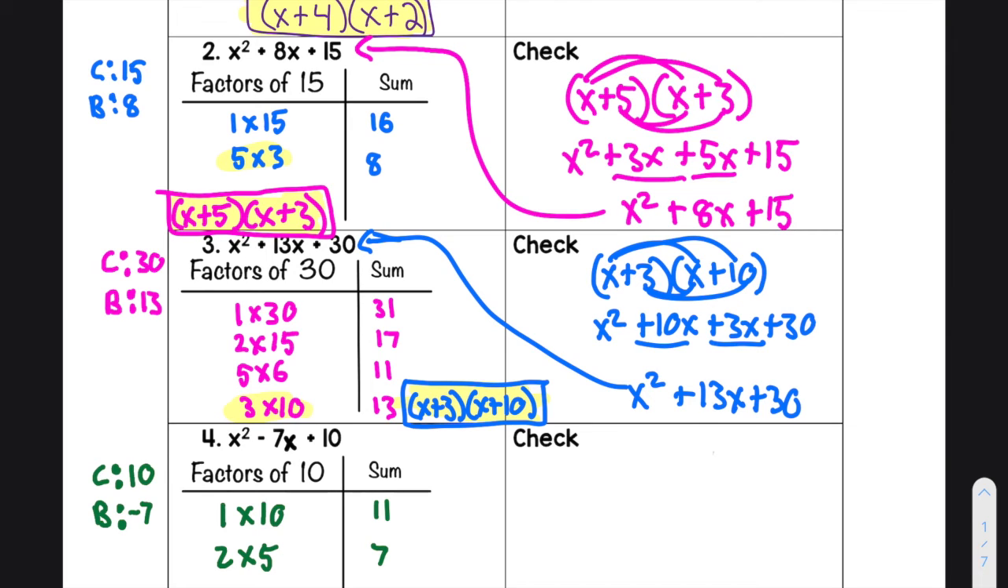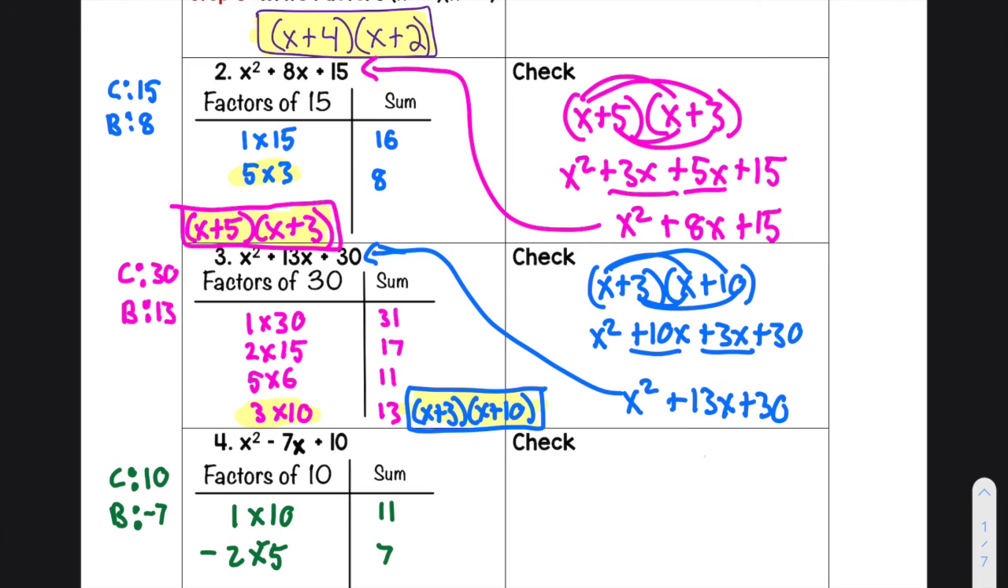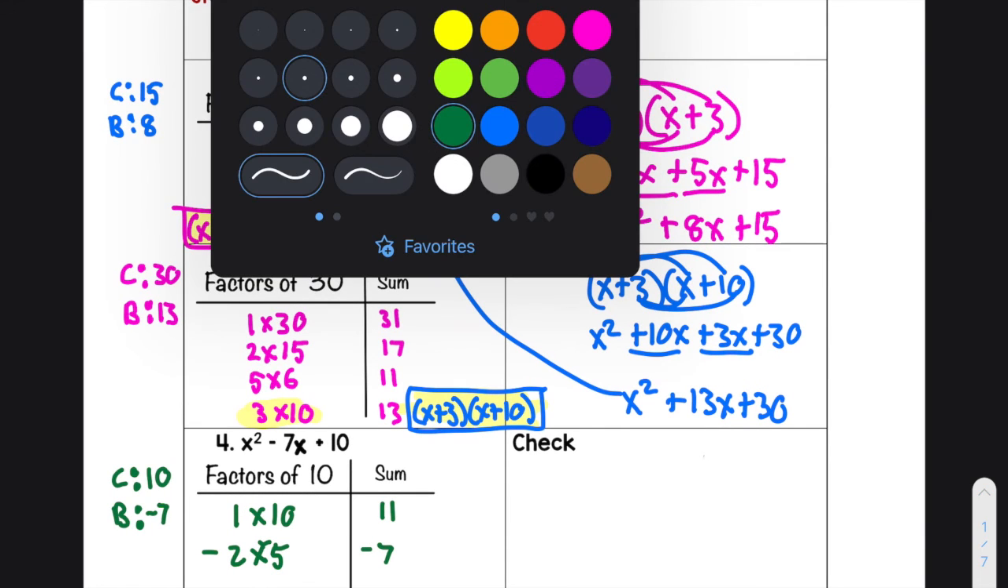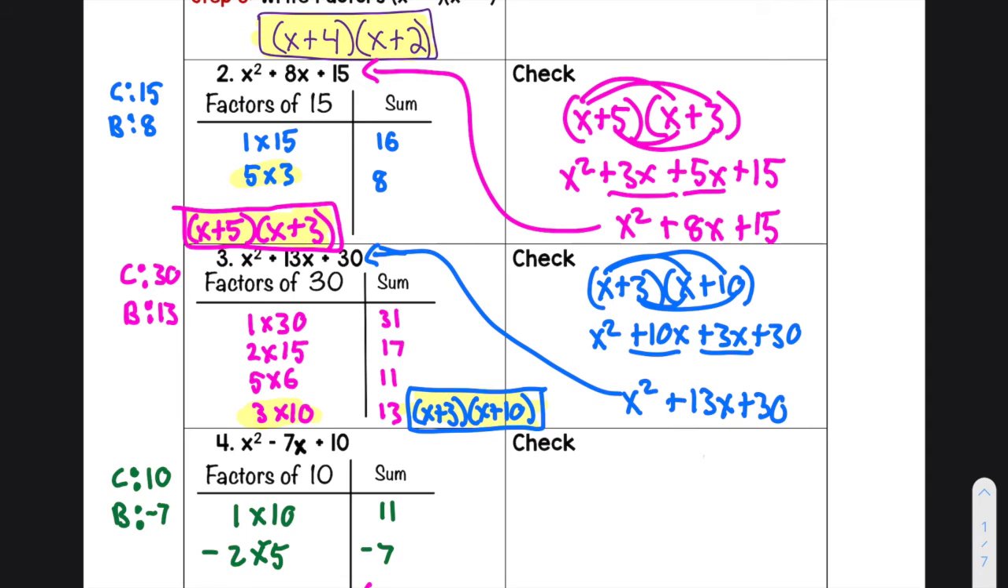Therefore, we're going to have to change the signs of one of these pairs so that the two numbers multiply to get +10 and add to get -7. Since the pair 2 and 5 add to get 7, what we could do is make them both negative. -2 times -5 is +10, and when we add those together, we get the sum of -7. Our two factors will be x minus 2 times x minus 5.